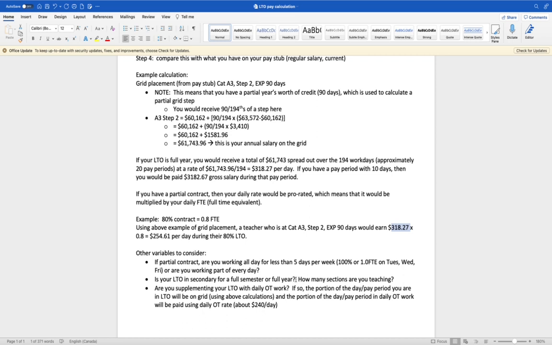If your LTO is in secondary, are you working for a full semester? Is it spread over a whole year? How many sections are you teaching? That might have an impact on what your FTE is determined to be. And if you are supplementing your LTO work with daily occasional work, then it may be that part of your day is on grid and part of your day is paid using the daily occasional rate.